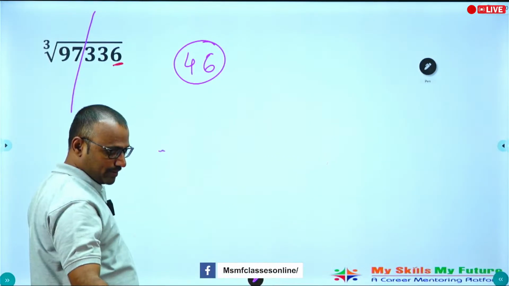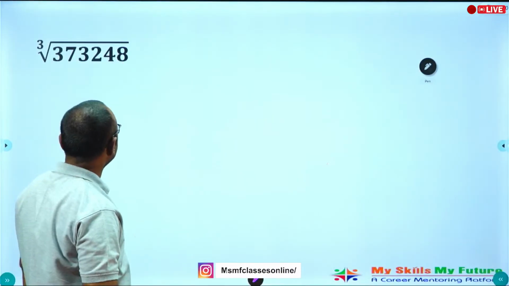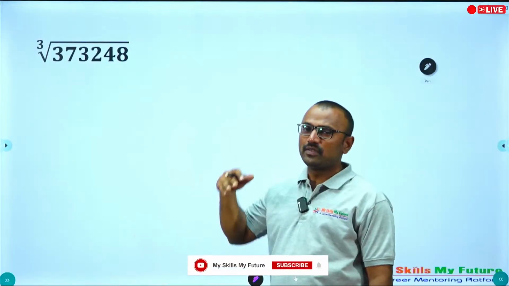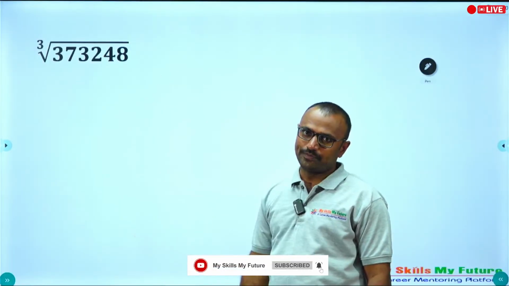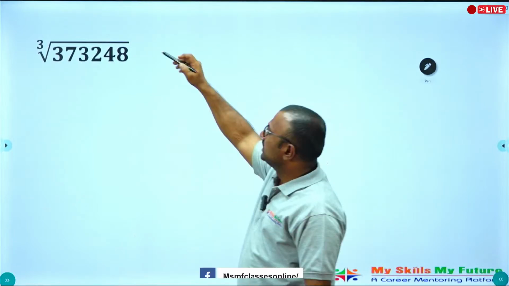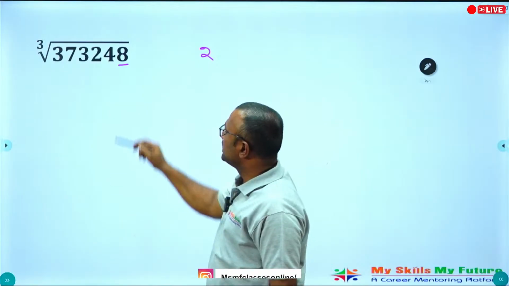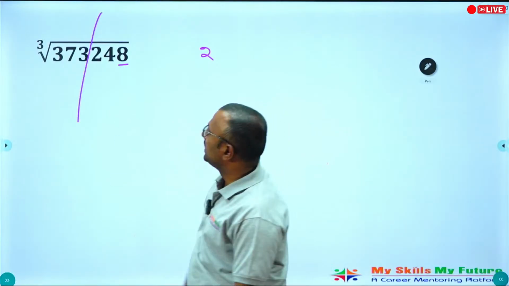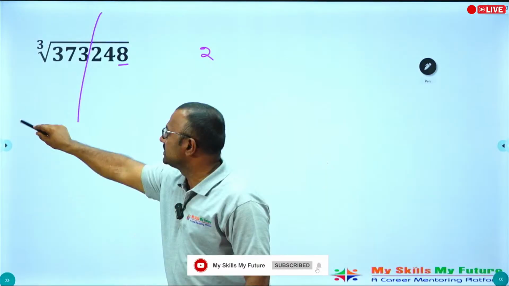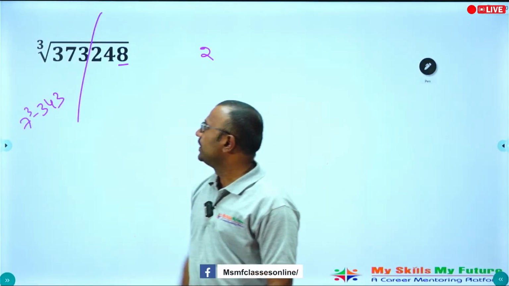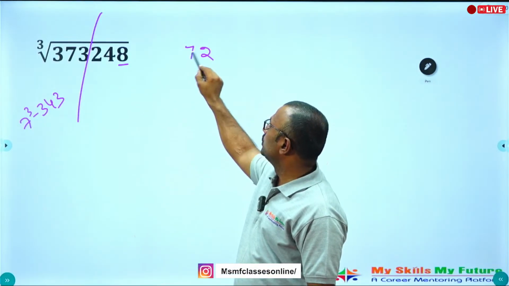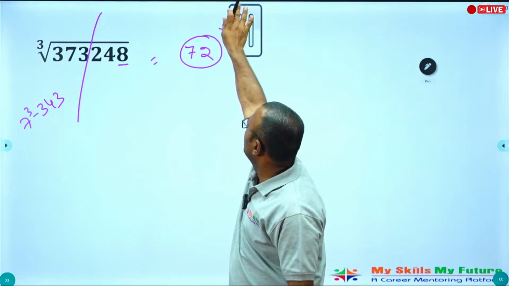One more number, right. If you are good at the cubes of 1 to 20, you can find large cube root values also. Which number ends with 8? 2 cubed ends with 8. Just separate the last 3 digits. 373 is after which cube? 7 cubed is 343. After that it is 72, so the answer is 72.